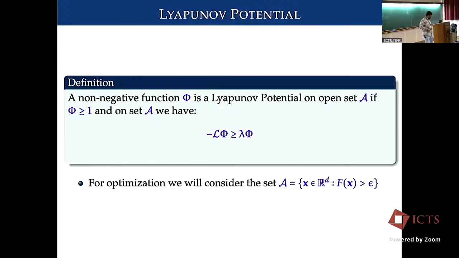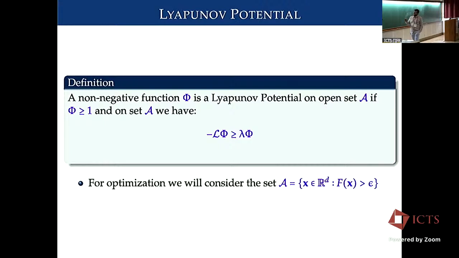So now with all of this, I'm ready to define the notion of Lyapunov potential that we look at. We're going to say that a function phi is a Lyapunov potential with respect to some open set A if the following happens. It has to satisfy that phi is greater than or equal to 1 for every point you evaluate it at. And on the set A, we should have that minus the generator is an upper bound on some lambda times phi. This is what we're going to ask for. This is the definition of Lyapunov potential that's commonly used.